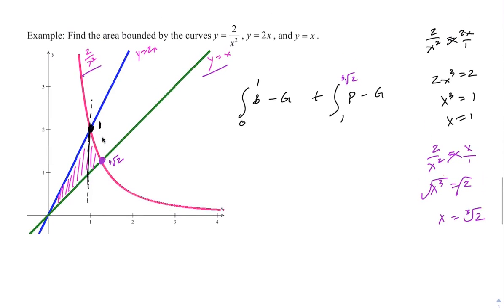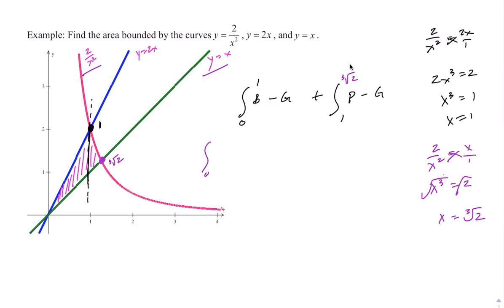So I get this. Alright, so again, I gotta set up 2 integrals. Why? Because there's a different top. It's all about top minus bottom. So from here to 1, blue's on top, green's on the bottom. On the right hand side, pink's on top and green's on the bottom. So I gotta set up 2 separate integrals for that. So something to this effect.